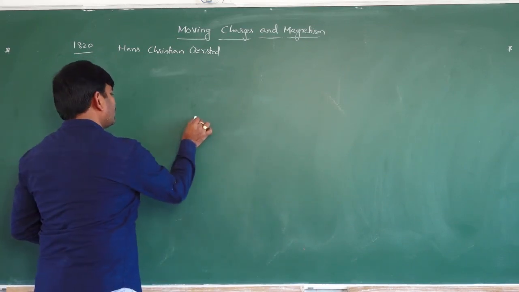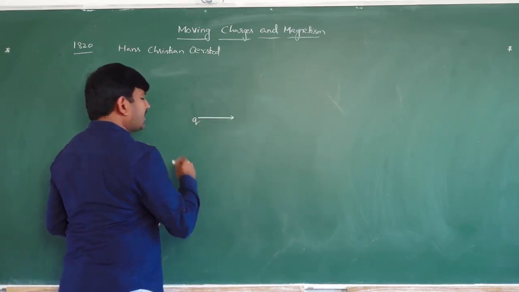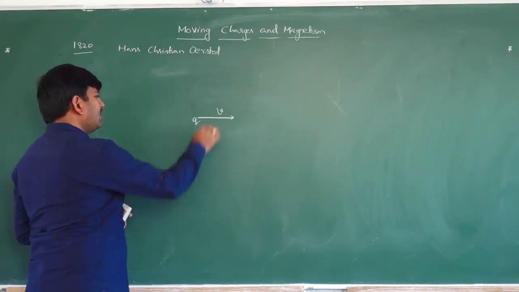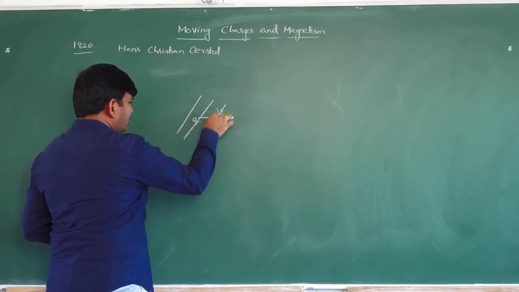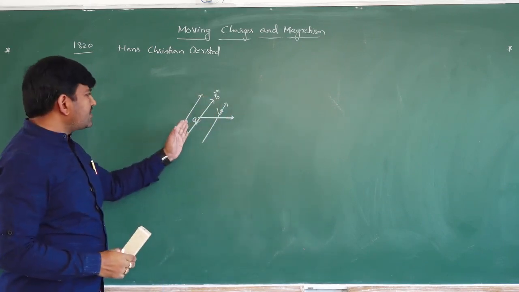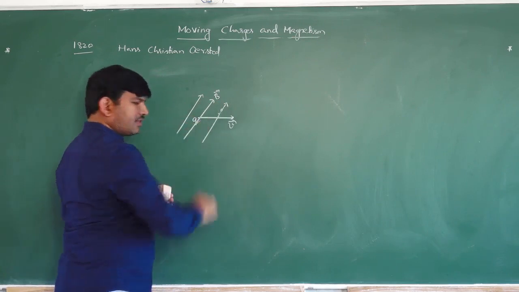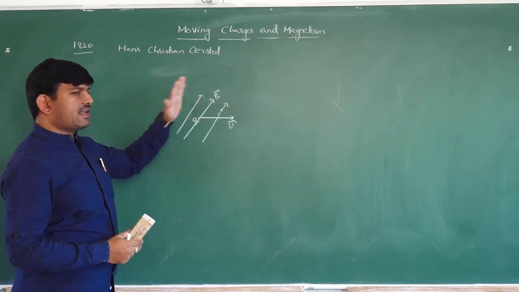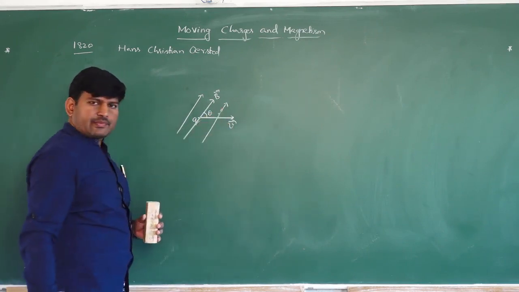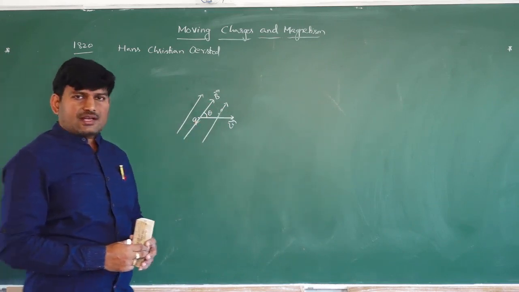Suppose there is a charge Q, and this charge Q is moving in a particular direction with velocity v. The charge is moving in a magnetic field B, which is the representation of the magnetic field. Here the charge Q is moving with velocity v in this direction, whereas there is a uniform magnetic field directed in this way. Now the charge is moving at an angle theta with the field direction. Then what is the magnetic force acting on the charge? That is the question here.